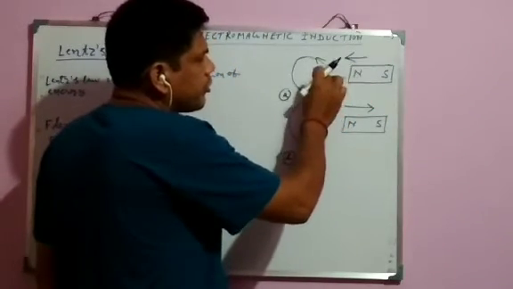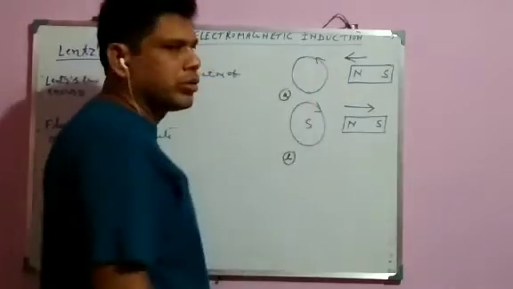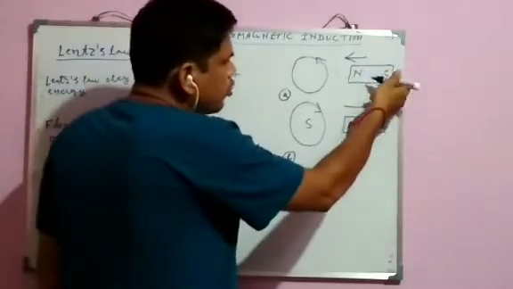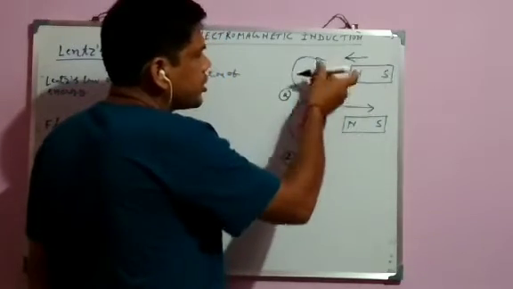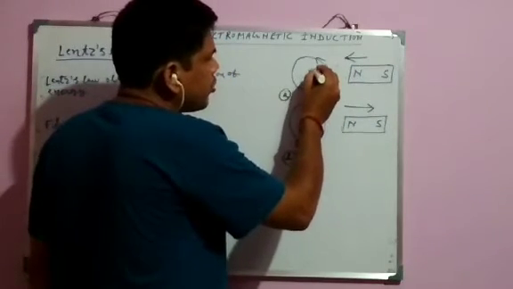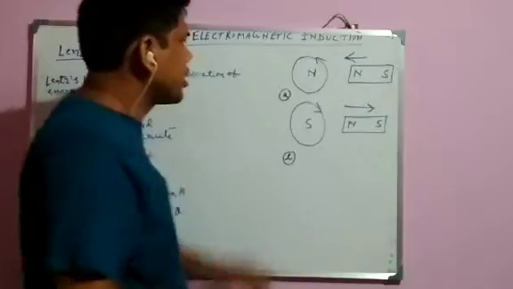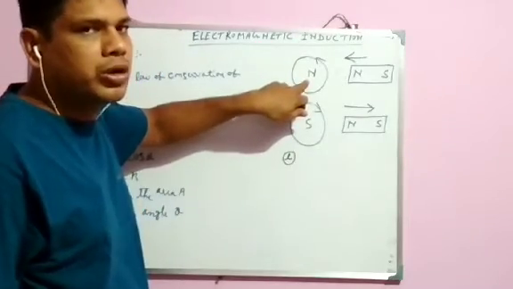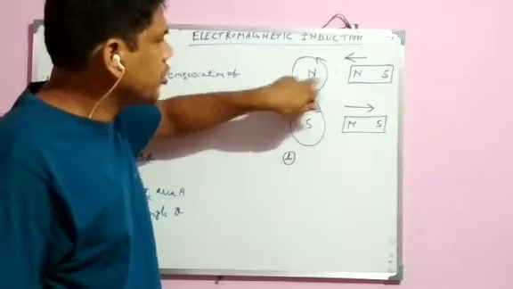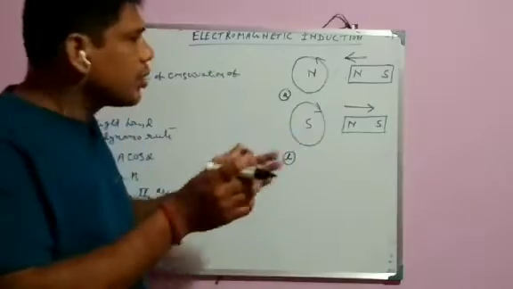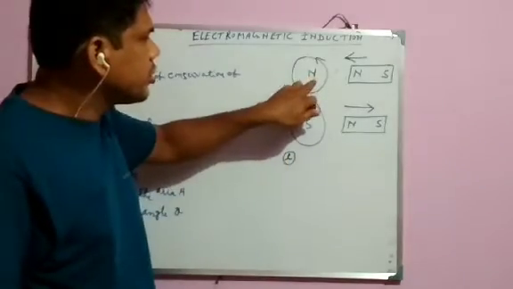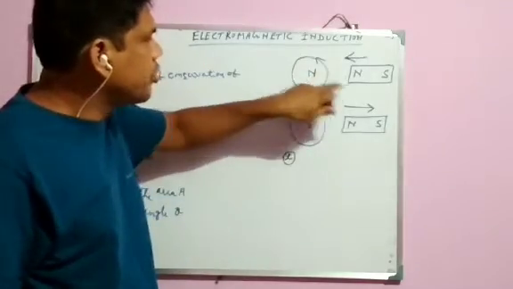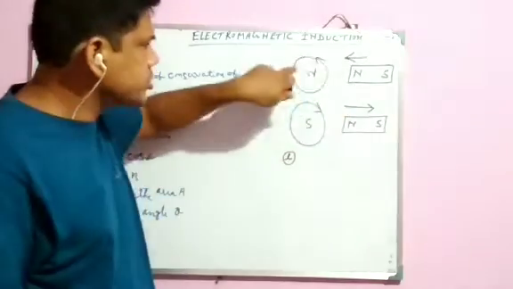So the north pole is facing the front face of this coil. When we move this bar magnet along this direction, a north pole will be produced here. It means the current will flow in the anti-clockwise direction, such that a north pole develops on this face, so that the two north poles repel each other. So it opposes the movement of this bar magnet towards this coil.